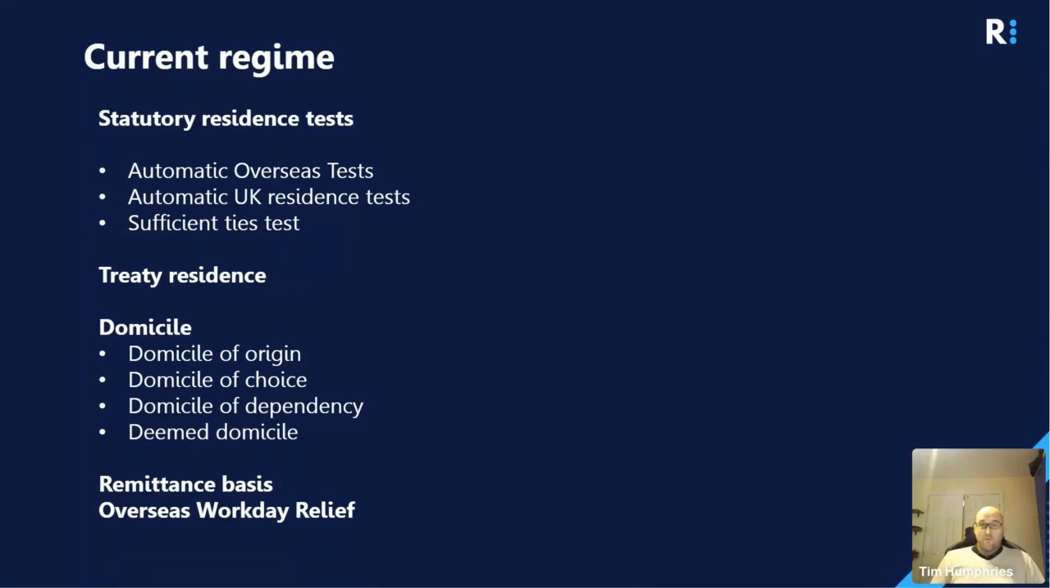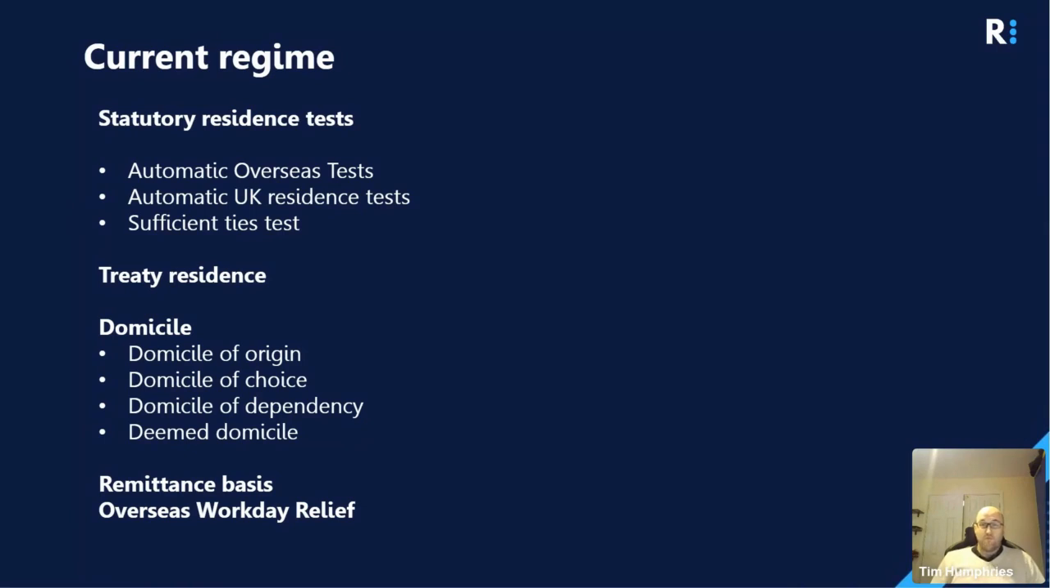Now, other ways to look at residence. So the overseas tests, the first test is whether you're working full-time overseas. It's also if you come to the UK for less than 16 days, if you've been here at all in the last 3 years, or less than 46 days if you haven't been resident in the last 3 years.